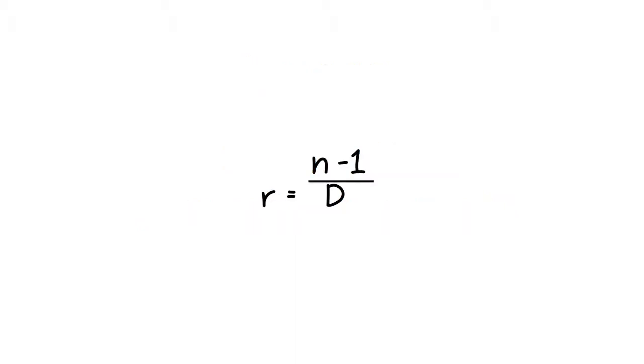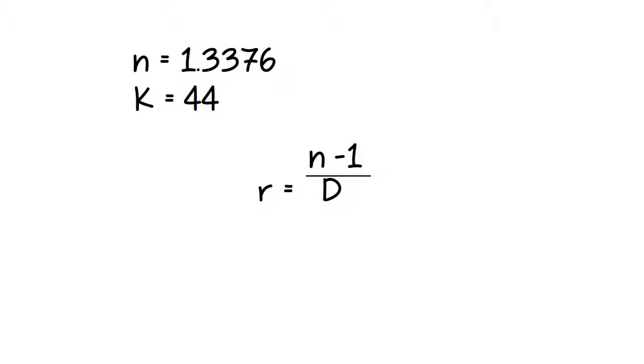Okay, remember the radius of curvature formula? We need to know the dioptric power, that's the K reading, and we need to know N, the refractive index, in this case of the cornea. And the refractive index of the cornea is 1.3376, and the K reading that we're going to use for this particular patient is 44.